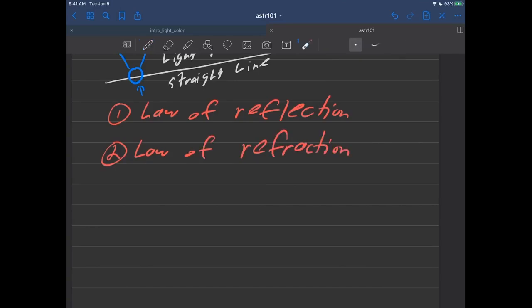Law of refraction. So be careful with these. They both start with an R. They both have about the same number of letters in them. One is reflection, and the other is refraction. So what we'll focus on in this video is the law of reflection, because it's fairly straightforward, and we'll get on to refraction in the next video.